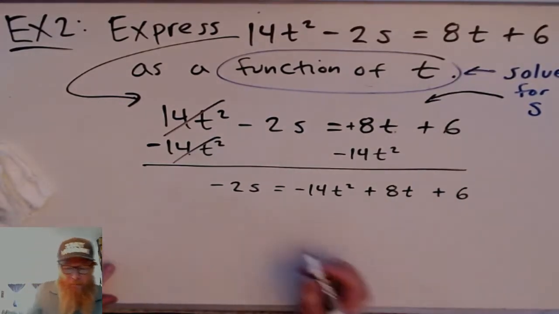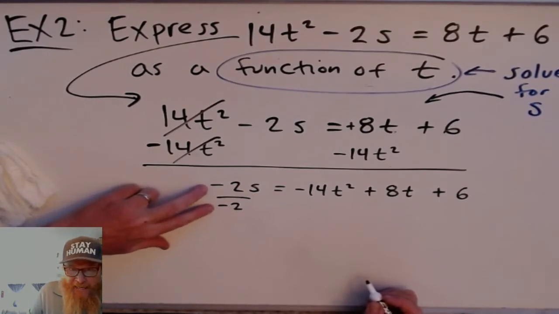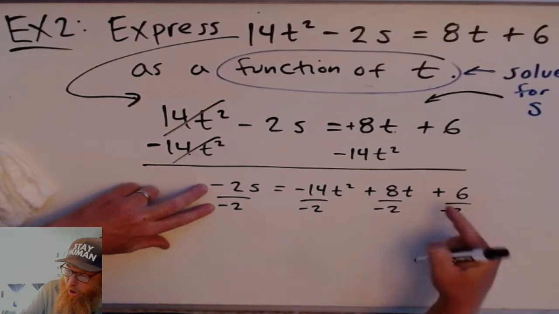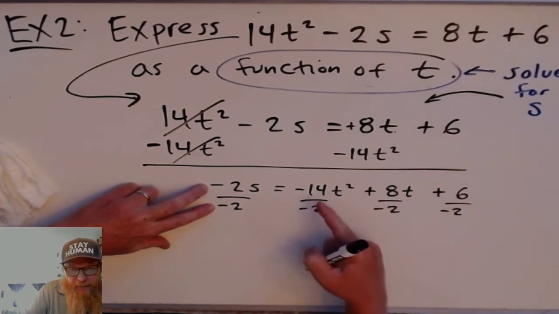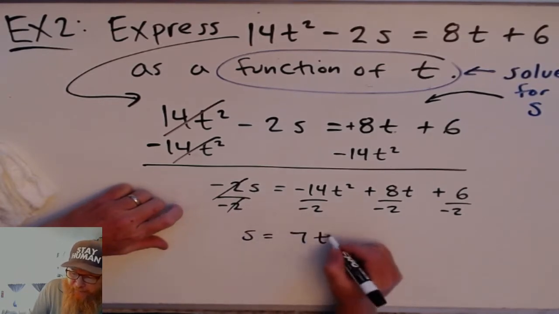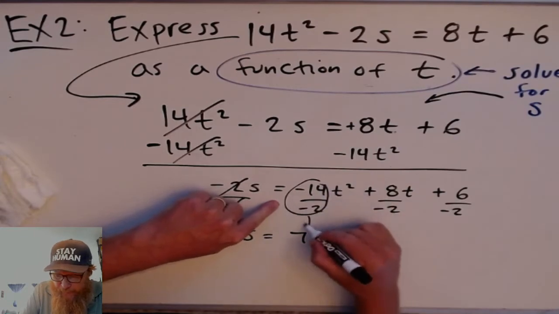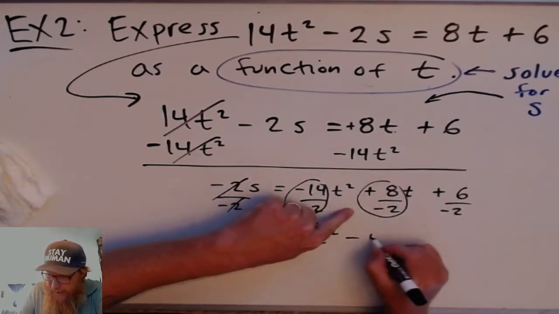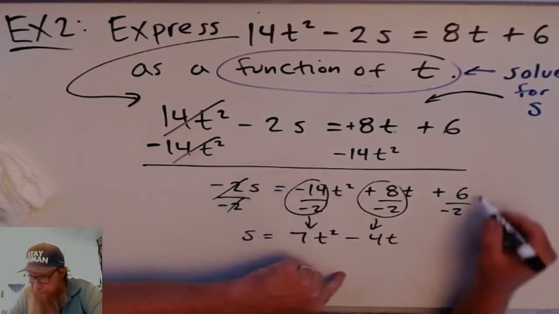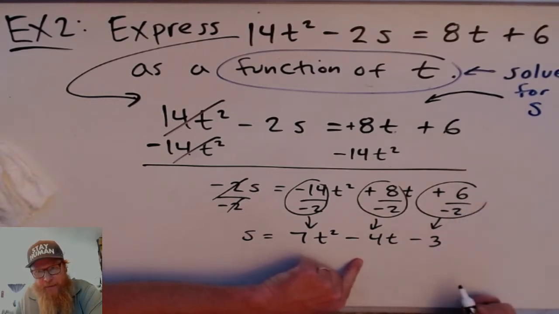Now here's the important part. I mean, it's all important, but here's the really important part. When you're dividing by a negative, you're going to change all of the signs. All of them. So this is going to become 7t squared, negative divided by a negative. This is going to become negative 4t, positive divided by a negative. And this is going to become negative 3, again, positive divided by a negative.